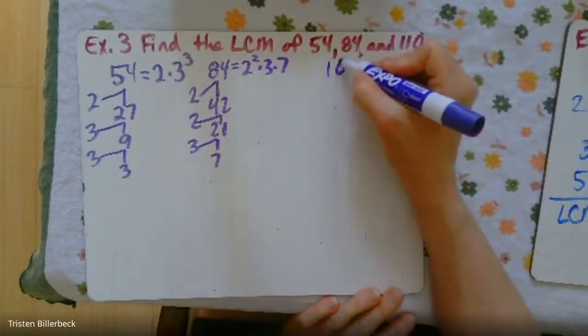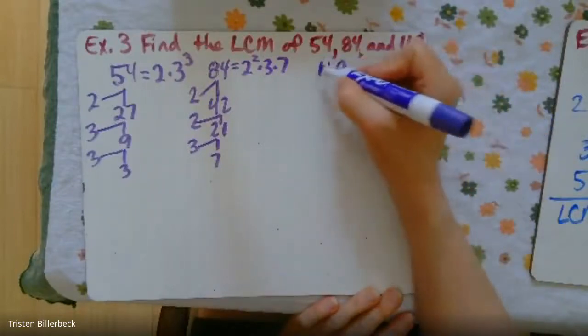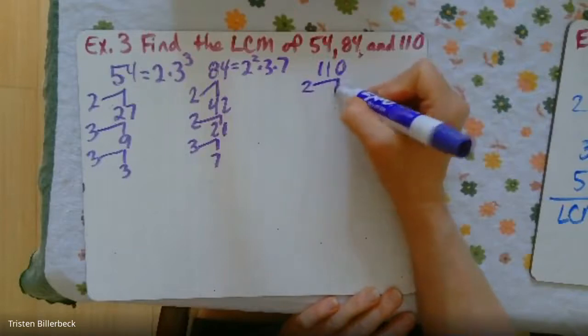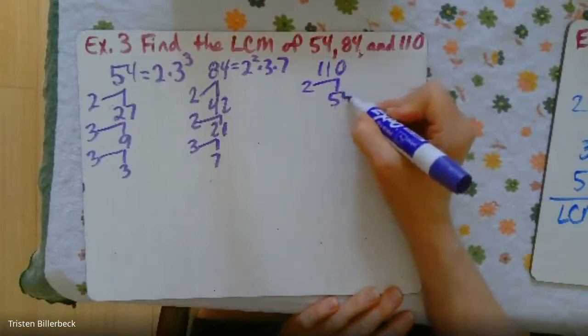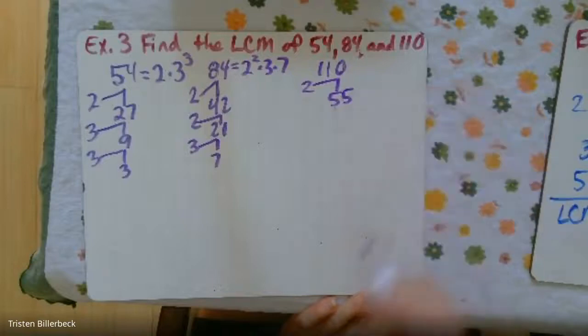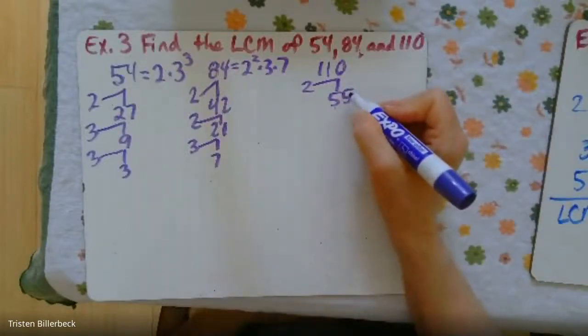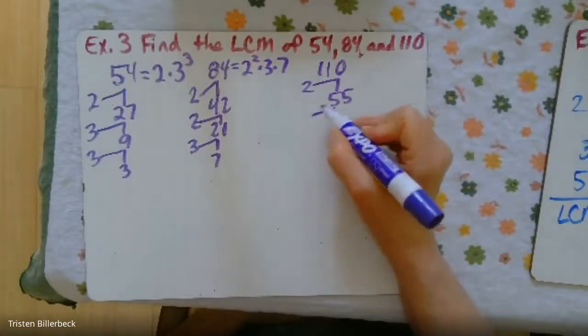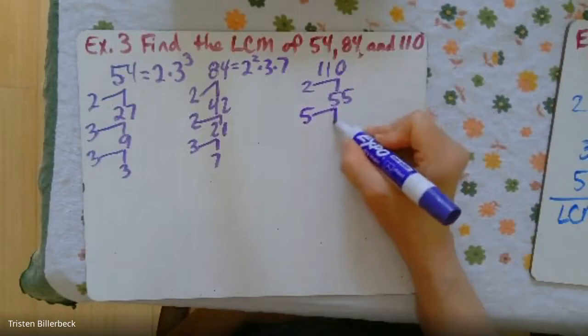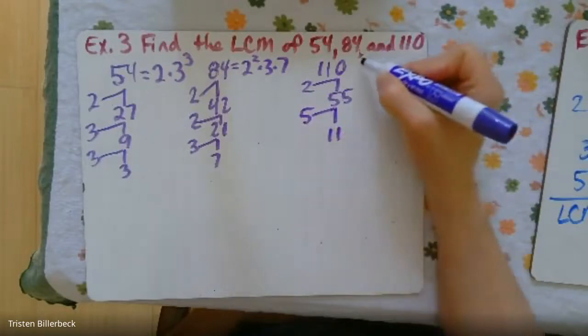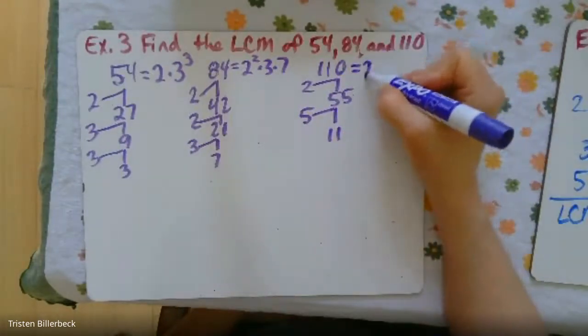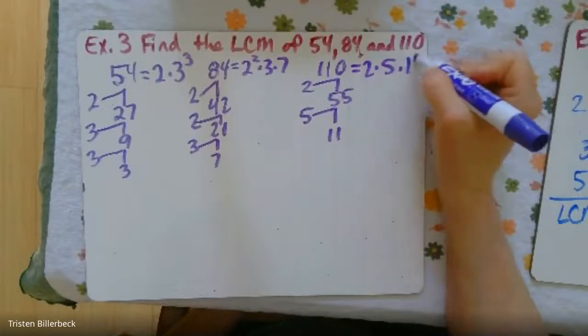So 110, let's take a look at that. It's even, so let's take a 2 out, and we have 55. 5 plus 5 is 10. 10 is not divisible by 3. It's not even. The next prime number is 5, and it ends in 5, so it is divisible by 5. So that gives us 11. So we have 2 times 5 times 11.